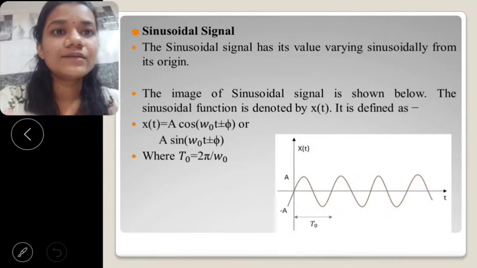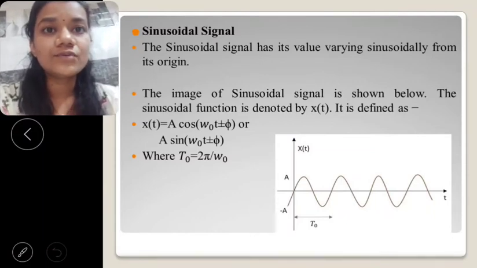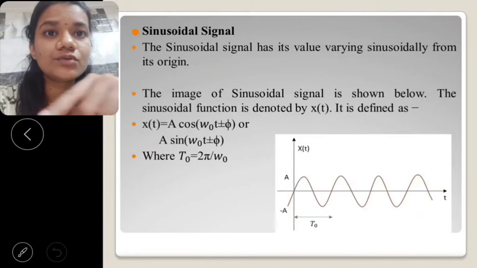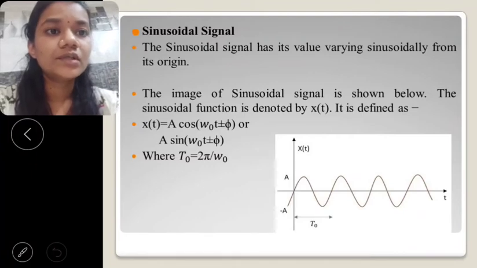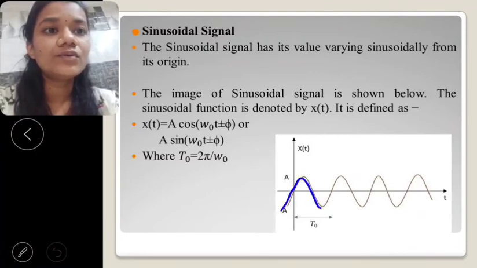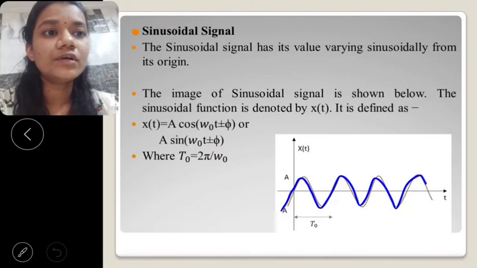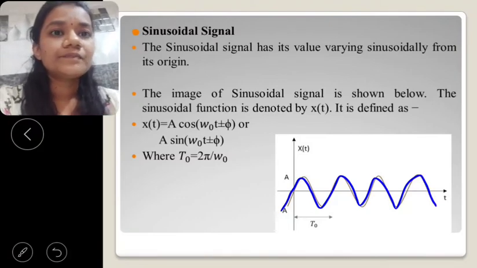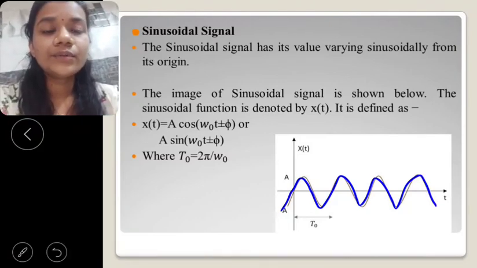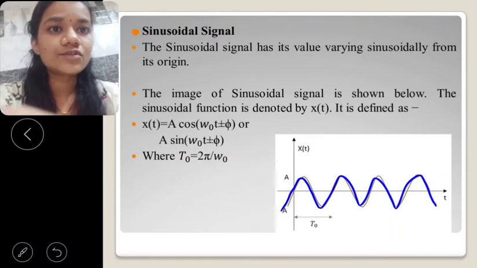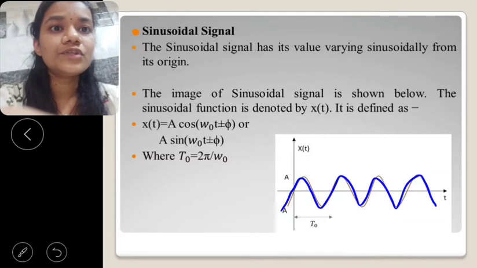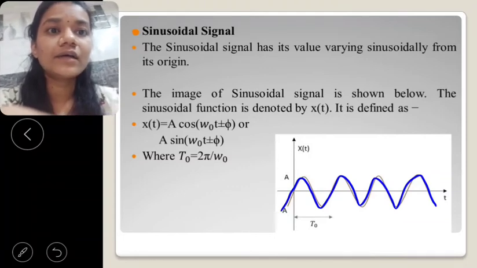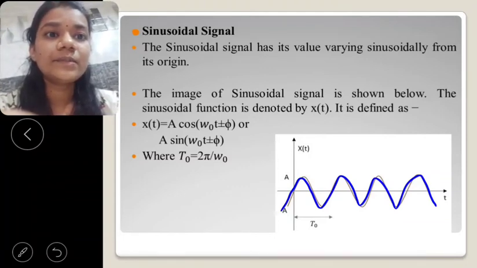So now next is the sinusoidal signal. As we know, sinusoidal is nothing but your sine wave. Okay, so it's a continuous signal. The sinusoidal signal has its value varying from its origin. Here, shown in the image, its value is continuously varying from the origin. We denote the sinusoidal function as x of t, and it is defined as A cos(ω0t ± φ) or A sin(ω0t ± φ).